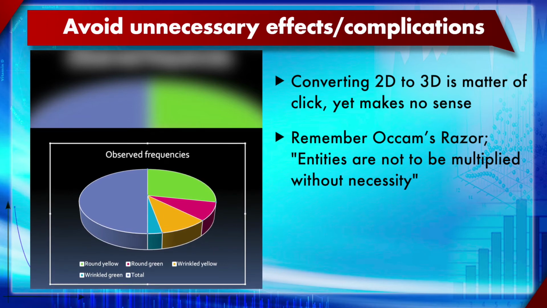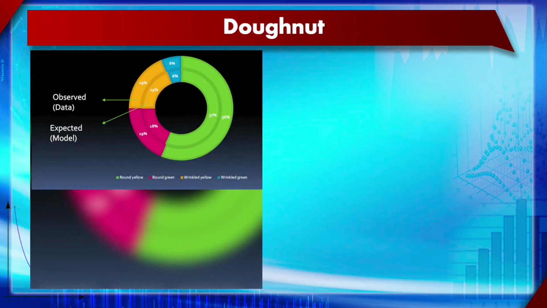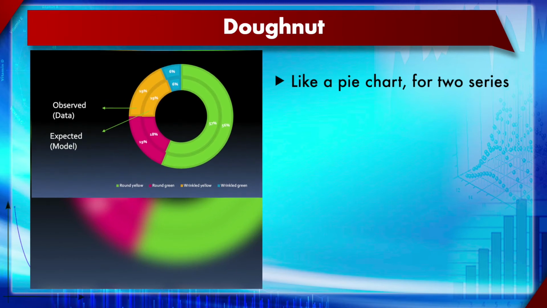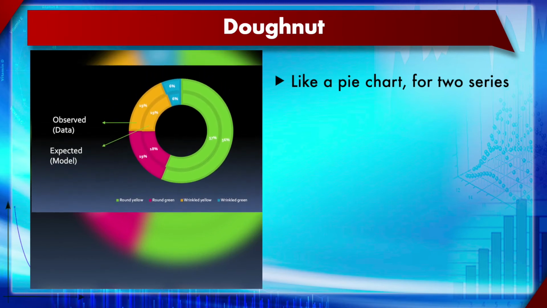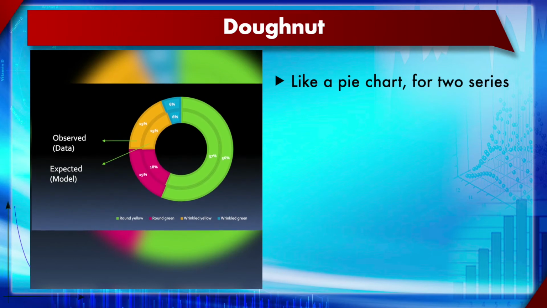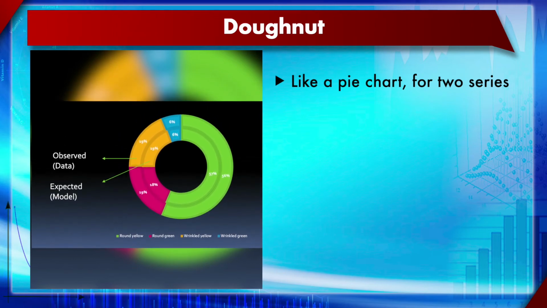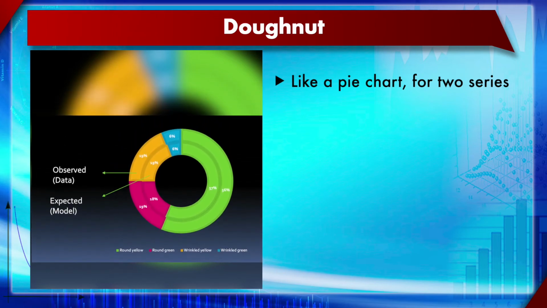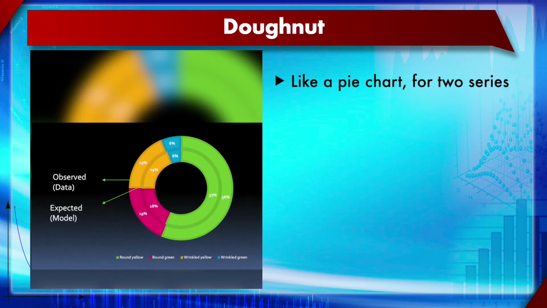The doughnut is a variant of the pie chart. Instead of just one series, you can go for 2 or more series, arranged like concentric circles. So, the doughnut chart is an example of a hybrid. Again, it is something like a pie, but with the doughnut chart you can do more than one series.